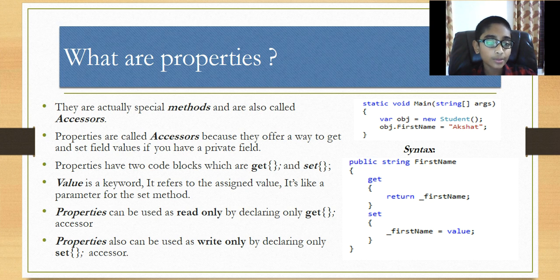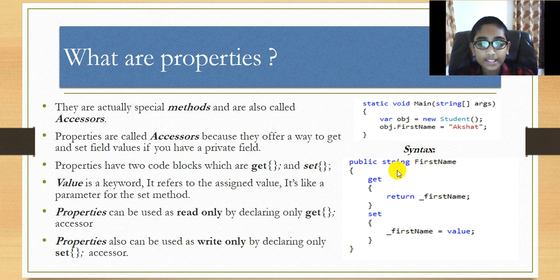So value is a keyword and it refers to the assigned value. It's like a parameter for the set method. I'll show you that too in the Visual Studio demo. Properties can be used as read-only by declaring only the get accessor, and properties can also be used as write-only by declaring only the set accessor.